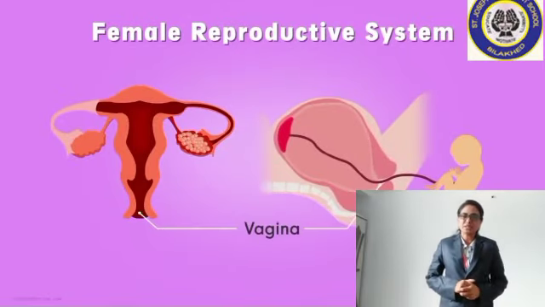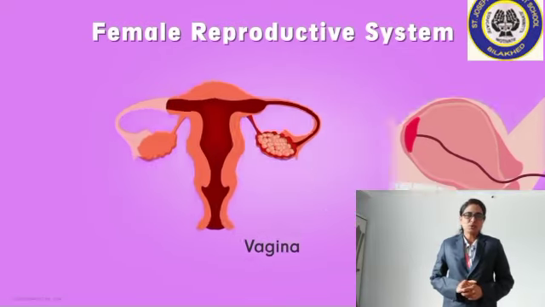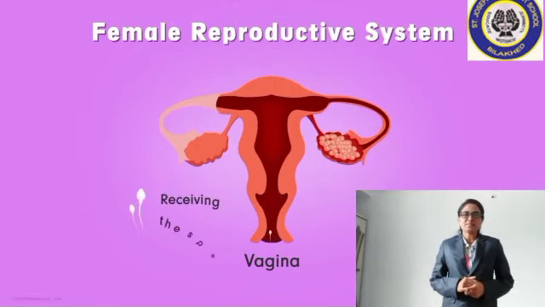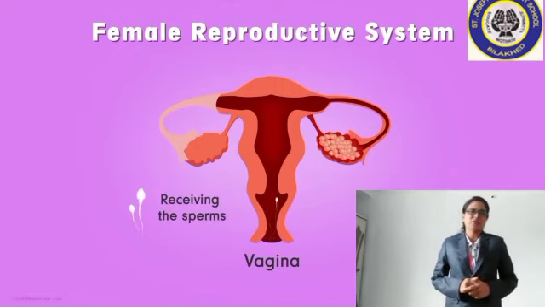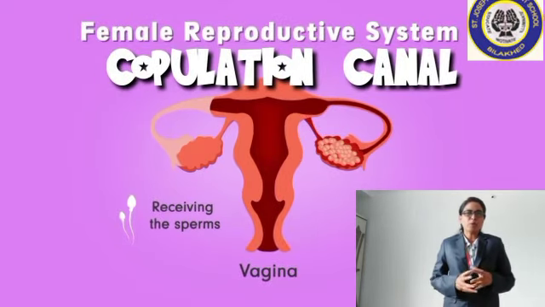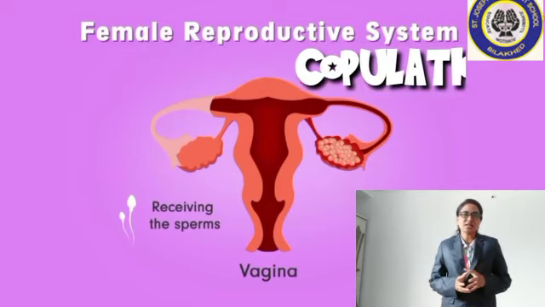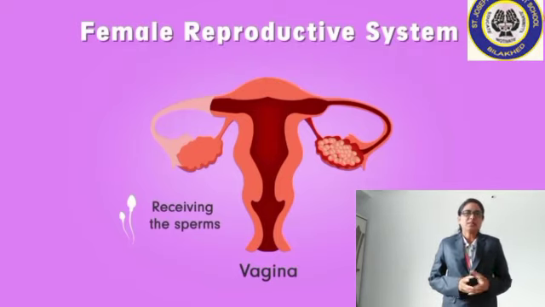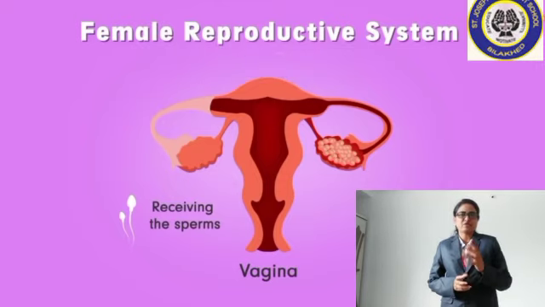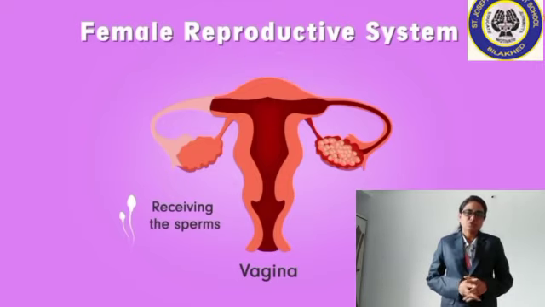Now next part is vagina. It is a long, muscular, tubular structure which extends backwards from cervix of uterus and finally opens outside by a vaginal aperture. The functions of vagina are, it acts as a copulation canal as semen is discharged in it during copulation. Then the second function of it is, it also acts as a birth canal as the baby passes through it during the childbirth. So these are the 2 main functions of the vagina.